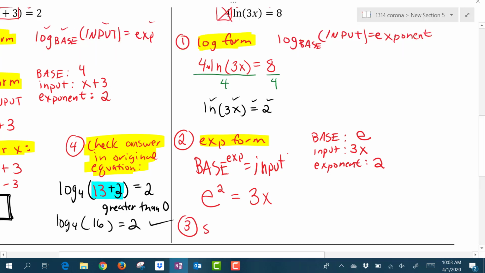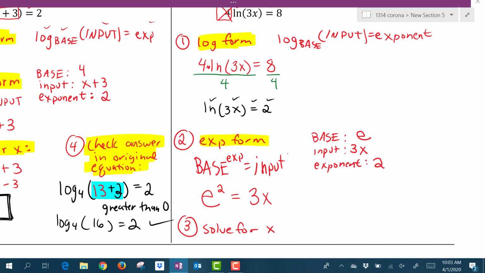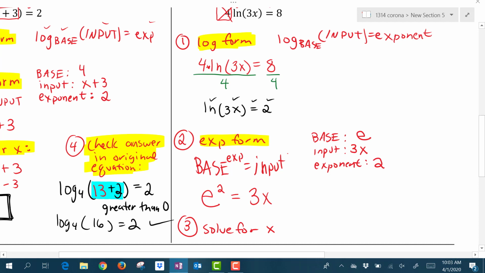Step 3, solve for x. So we're going to take that equation and I'm going to divide both sides by 3. We want to get x by itself. And so I get e squared divided by 3 is equal to x.